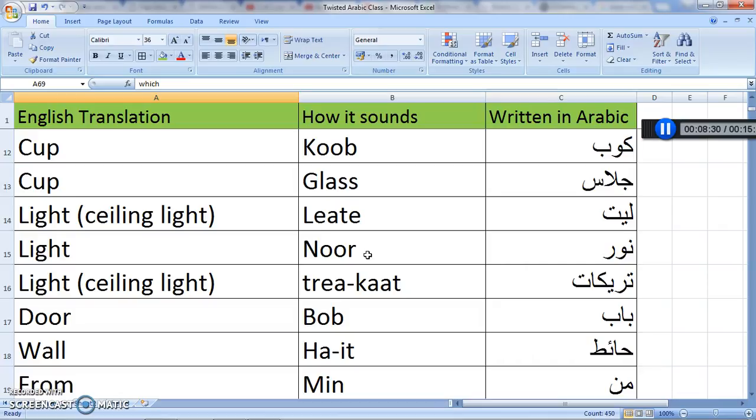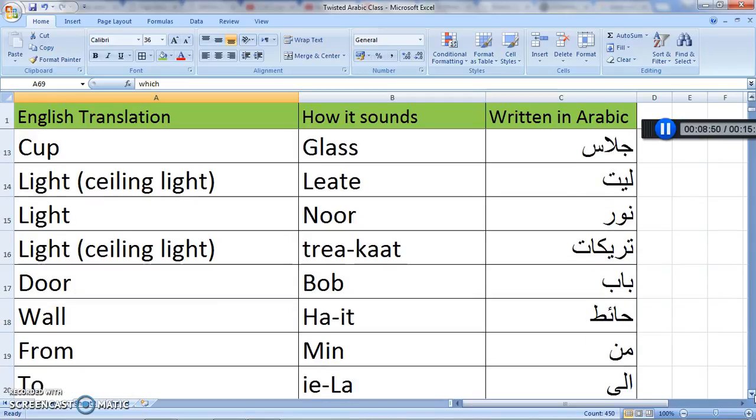Okay, so let's go to the next one. Door. Bob. So, Brenda's husband is Bob, and in Arabic that would mean door. Poor Bob. So that's how you say door, Bob. Wall, ha'at.